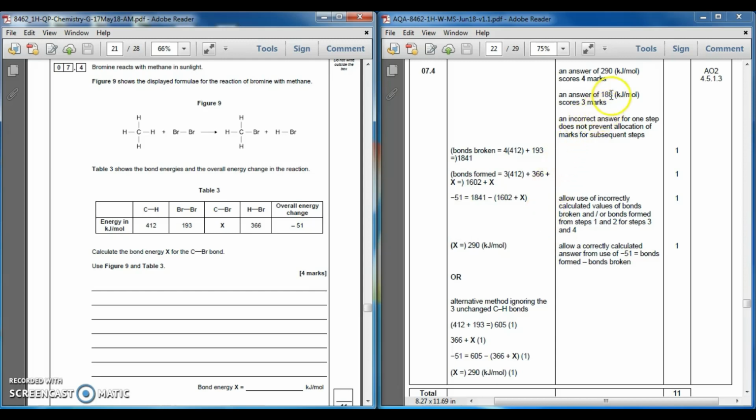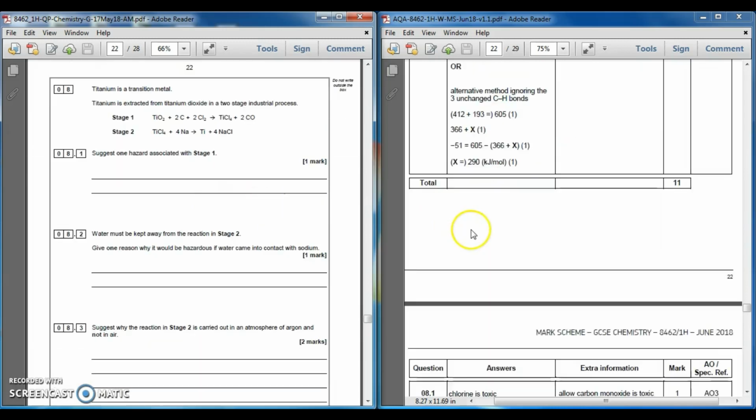So people that got 188 to go at 3 marks, generally what you didn't know is that when you minus a minus, it's a plus. That's a math thing. So if you're taking away minus 51, then you're actually adding 51. So you just went the wrong way. Otherwise, you're doing the right sort of thing, and you did really well. So I was really impressed.